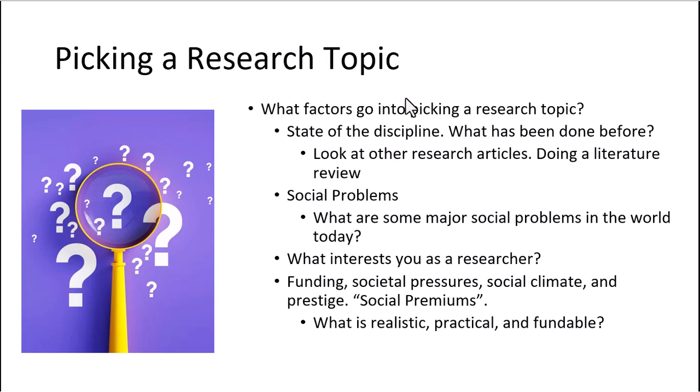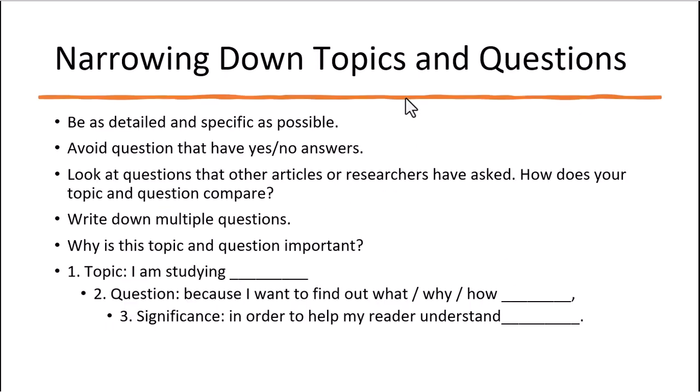Other things that we take into account when we're doing research projects that you may not need to worry about too much in this class are things like funding, societal pressures, social climate, and prestige. Basically, what is going on in the world around us that is going to make my topic either more interesting for people or less interesting for people. Where do you think I can get funding for this? Things like that. The next step is to narrow down our topics and questions.